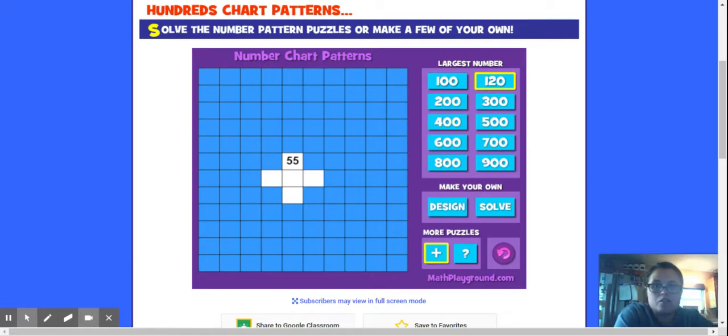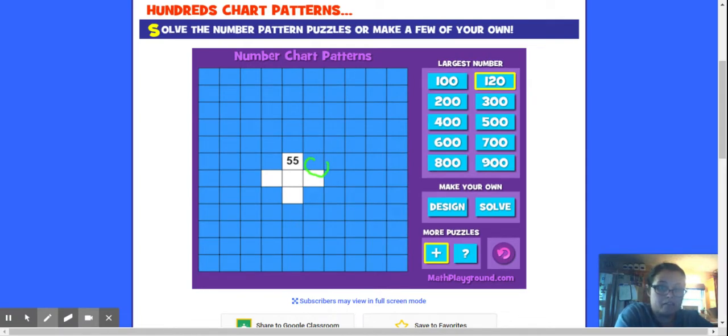So this chart starts at 1 and the last box is 120. In my puzzle today, I have to try to figure out what these other empty boxes represent. And I have a really big clue right here. I know that this number is 55. So if that number is 55, what would this number right here be?